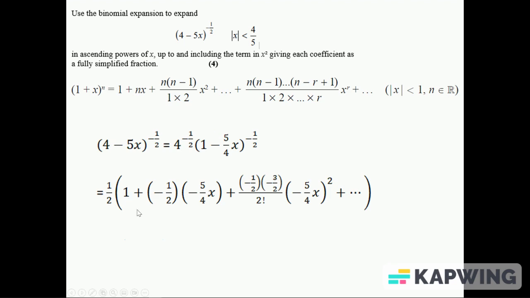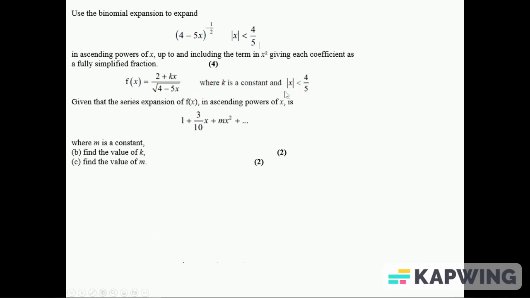And if I simplify this, I'll have a half times 1, and then I'll have a half times minuses will cancel. I'll have 5 over 8 times x times a half is 5 over 16. This was a bit hard. You probably have to stick this in your calculator, I think. But you should end up with 75 over 256 times x squared. And that's the expansion up to the term in x squared.